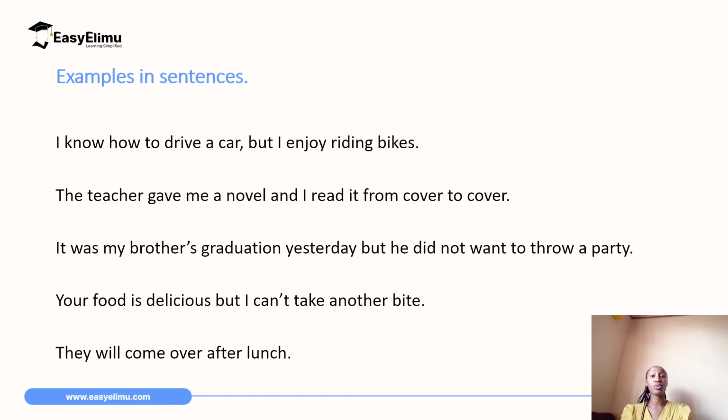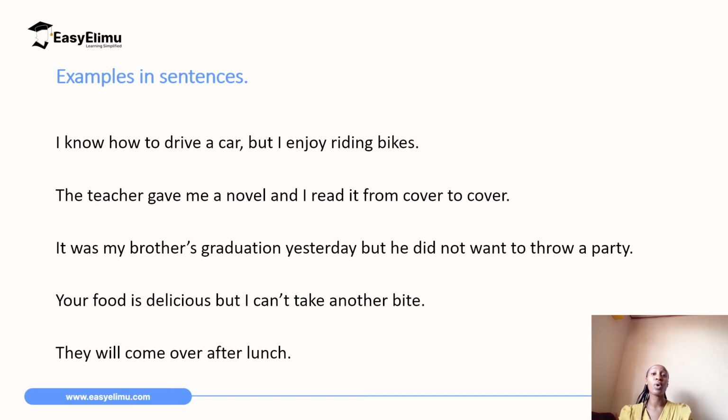So we are going to still look at the same sentences, but this time we are going to identify the subordinate clause. I know how to drive a car, but I enjoy riding bikes. So the subordinate clause is, but I enjoy riding bikes. The subordinating conjunction is but. This is the subordinating conjunction that introduces this subordinate clause.